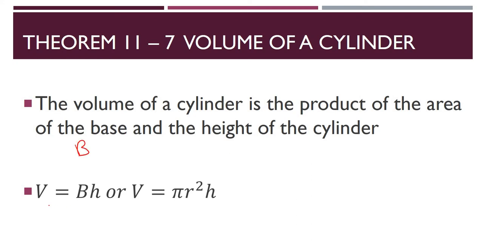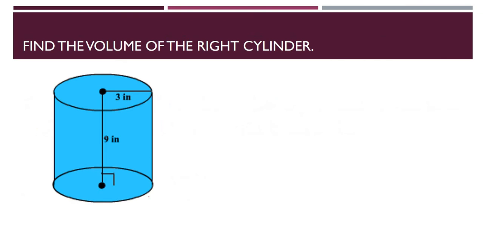Volume of a cylinder. It's the product of the area of the base, again, our capital B, and the height of the cylinder. So the volume of a cylinder is the area of the base times the height. Since the base is a circle, we can call that pi r squared. Let's do one of these.